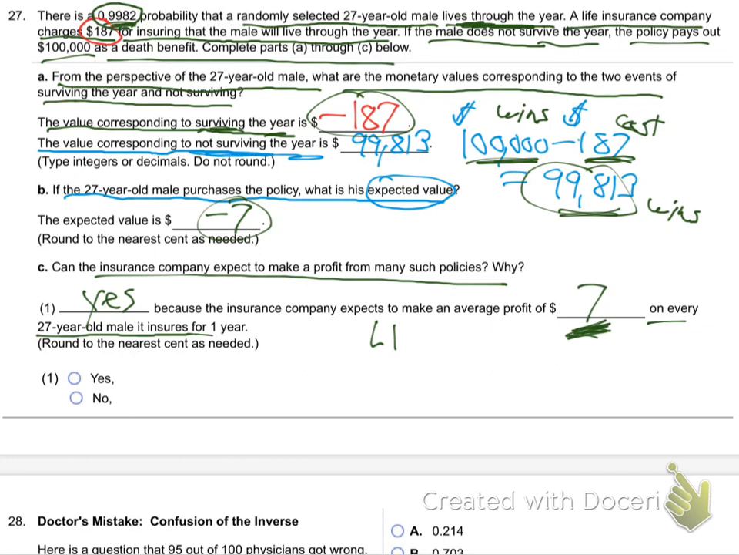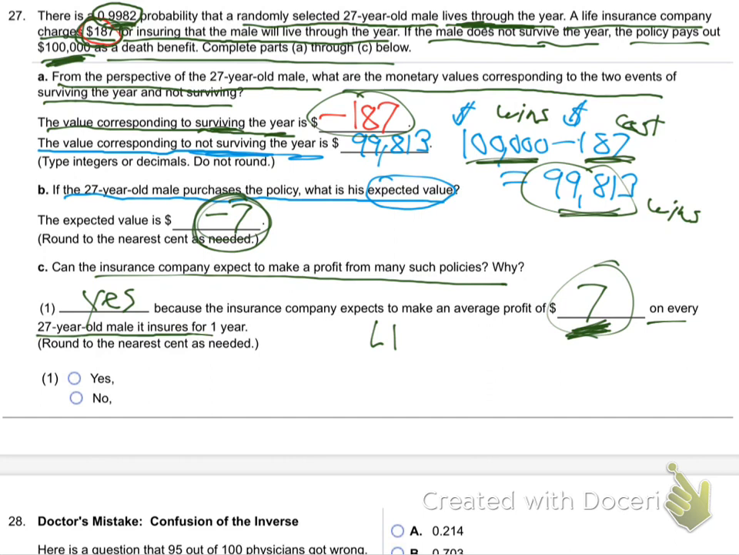In reality, it's going to make $187 on most policies, a whole bunch of them, and every now and then pay out one or two for $100,000, making on average $7 a policy, which means the insurance policy purchaser loses on average $7 a policy.